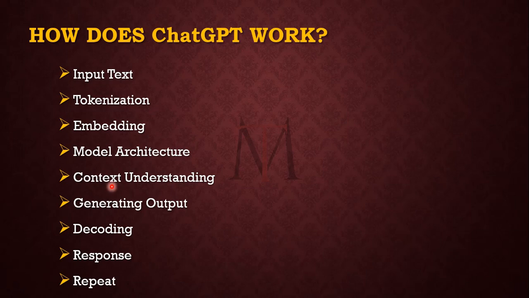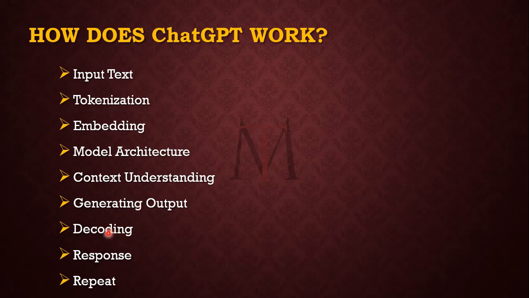And the next one is generating the output. After processing the input and understanding the context, ChatGPT generates a sequence of tokens as output. This sequence typically represents a sentence or a paragraph that is relevant to the input query.